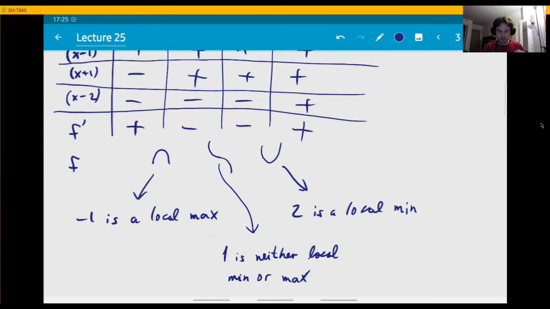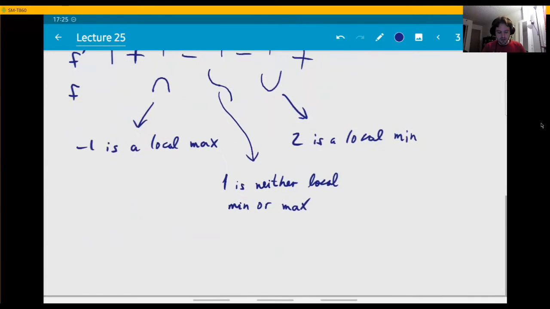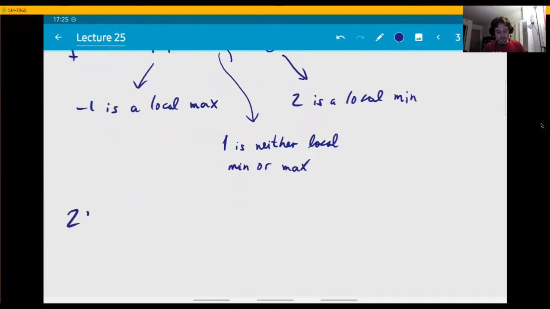This is the first derivative test. It allows you to classify all 3 points. Let's now look at the second derivative test, because the problem was asking us to do both.